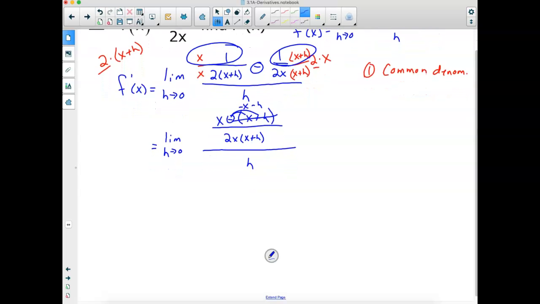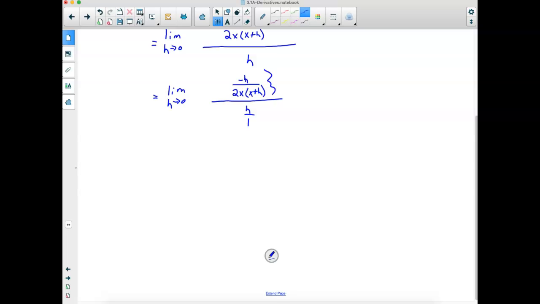So I want to get to one fraction. This is going to give me the limit as h approaches 0 of, what do I get up there? Well, that's gone, that's gone. I get negative h over 2x times x plus h, and that's over h. So we are at the point where we've got one fraction in the top, one fraction in the bottom. We're going to say the limit as h approaches 0 of, I'm going to multiply by the reciprocal: negative h over 2x, x plus h, times 1 over h.